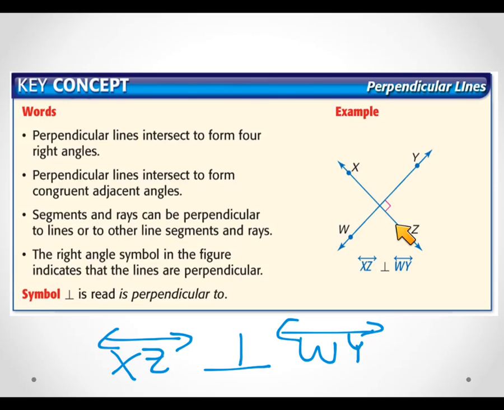And the symbol for a right angle is this pink little square in the corner. This is how you know it's a right angle. This means perpendicular. Perpendicular means the two lines make 4 90-degree angles.